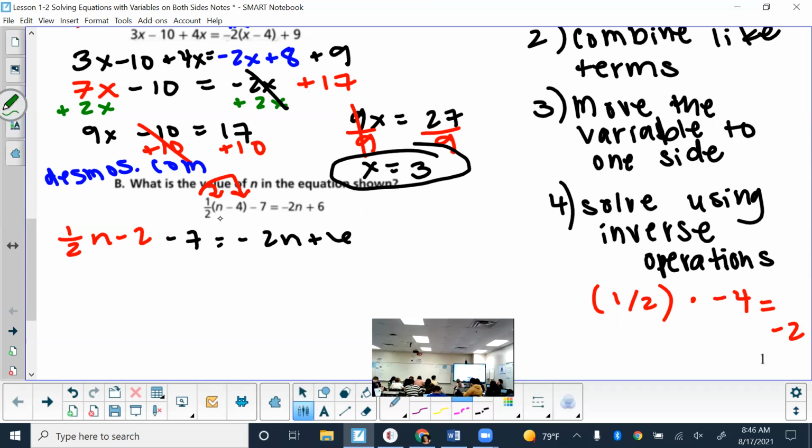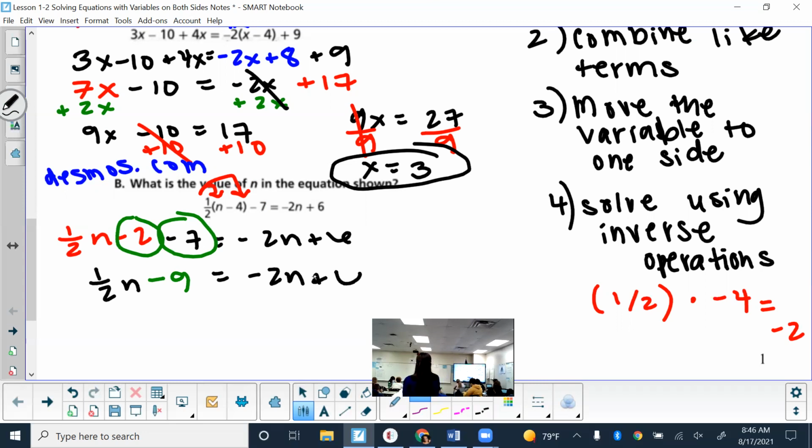So again, keep the sign that's in front of each term. What's -2 minus 7? -9. And then bring down everything else. Do I need to combine like terms on the right side? So then just rewrite it. All right, step 2 is done.